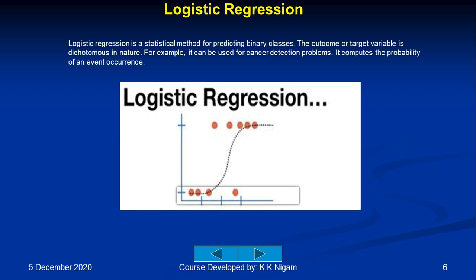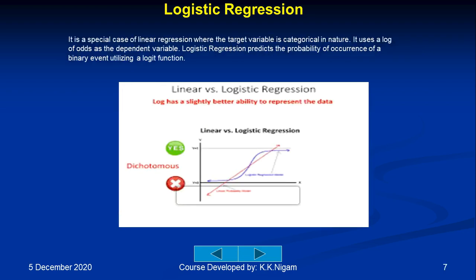For example, it can be used for cancer detection problems. It computes the probability of an event occurrence. That means it will always have only binary options. Either it will happen or it will not happen, true or false. It is a special case of linear regression where the target variable is categorical in nature. It uses the log of odds as the dependent variable. Logistic regression predicts the probability of occurrence of a binary event utilizing a logit function.